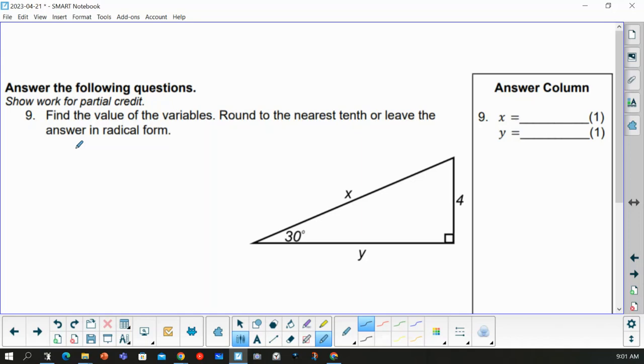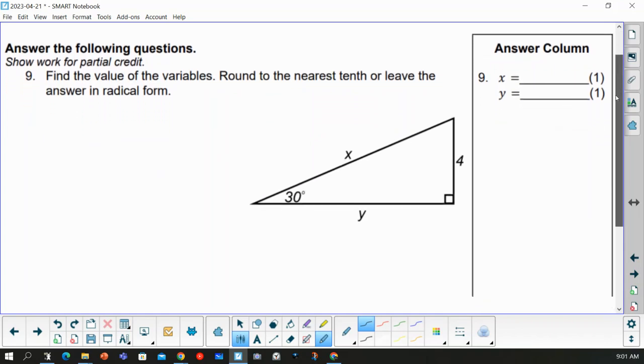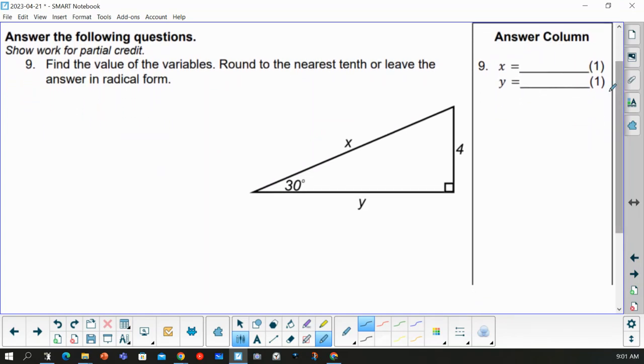All right, let's work on problem number 9 here. Find the value of the variables, round to the nearest tenth, or leave the answer in radical form. This is a 30-degree angle. This is a 90-degree angle, which means this would have to be a 60-degree angle. So this is a 30, 60, 90 triangle, which means we can use our shortcut, right?